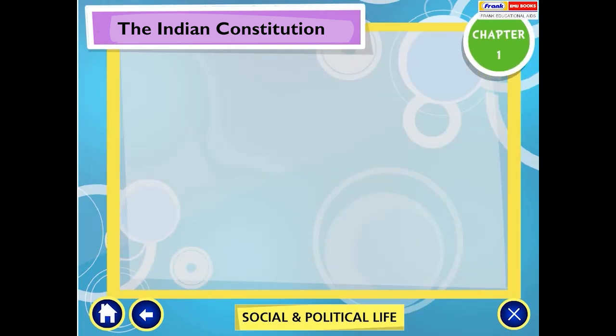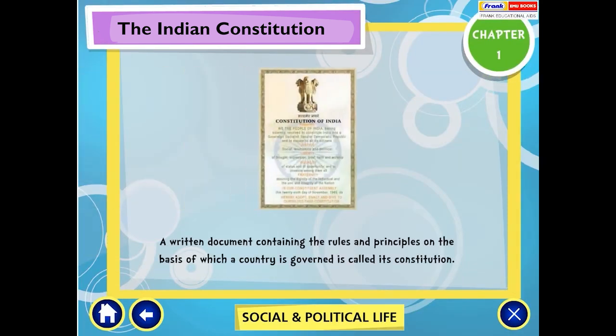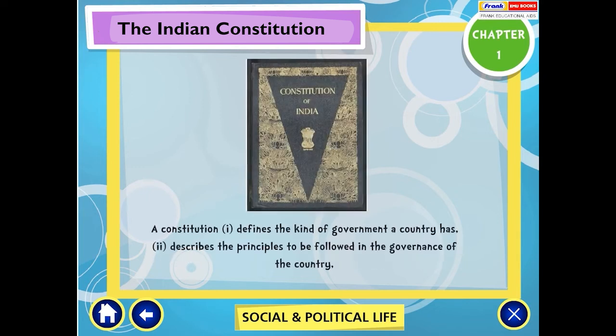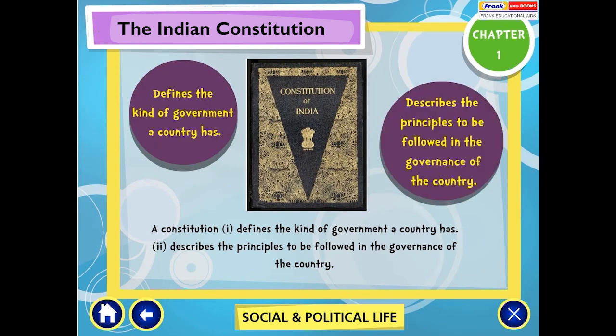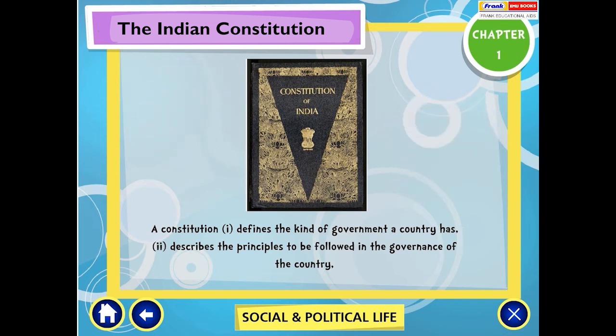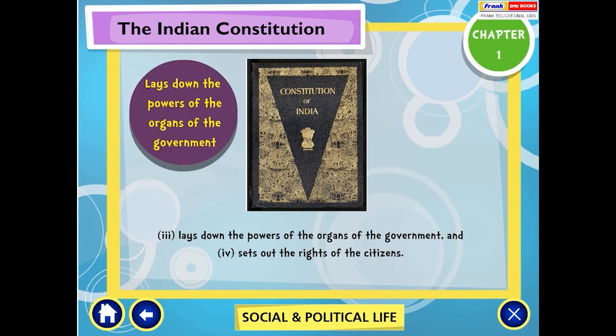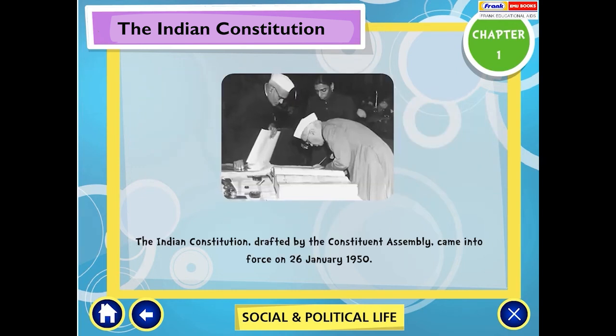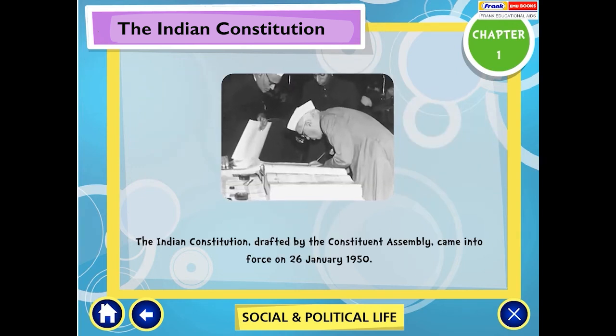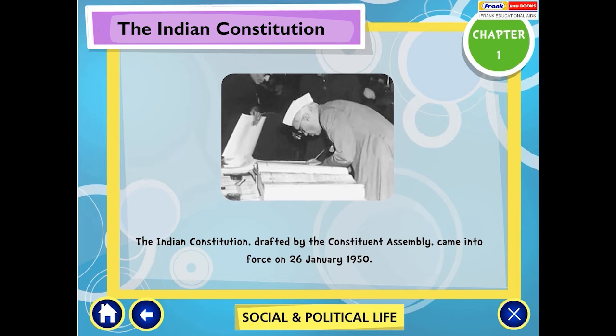Our Constitution. A written document containing the rules and principles on the basis of which a country is governed is called its constitution. A constitution defines the kind of government a country has, describes the principles to be followed in the governance of the country, lays down the power of the organs of the government, and sets out the rights of the citizens. The Indian Constitution, drafted by the Constituent Assembly, came into force on 26th January 1950.